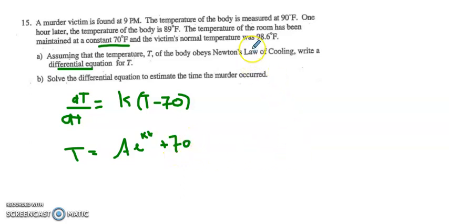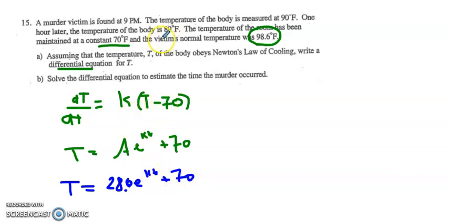And they gave us actually some nice information here. They said the initial temperature of the body's normal temperature is 98.6. That gives us our A value because A plus 70 has to equal 98.6. So we have 28.6 e to the kt plus 70.